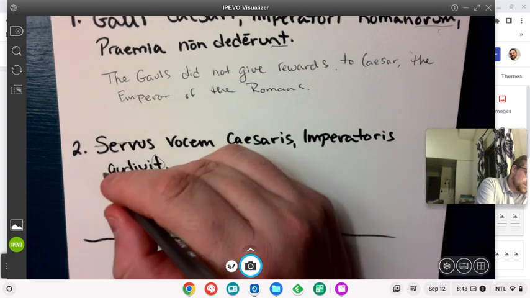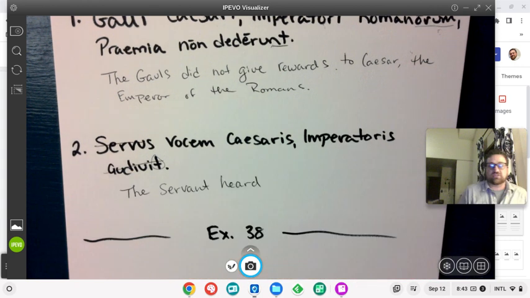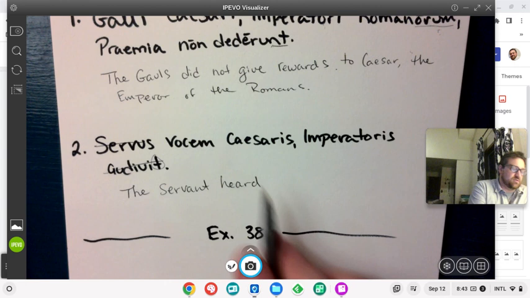So servus and audivit. I like to cross off words when I've got them taken care of, especially because when sentences get a little more complex, that can help us keep our thoughts straight. So the servant heard what? What's the thing in the accusative? That's the only thing in the accusative: the servant heard the voice.